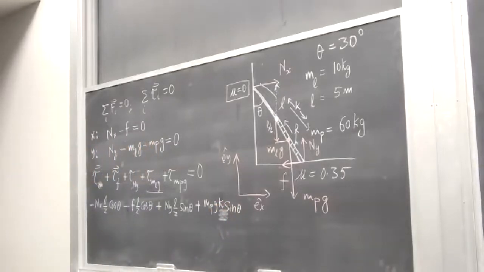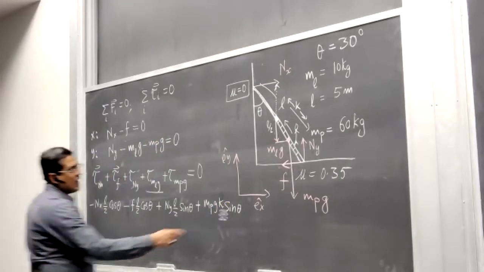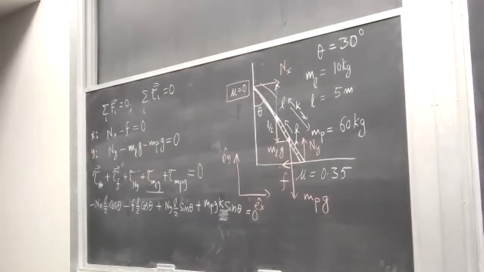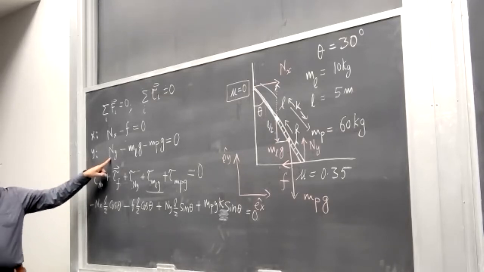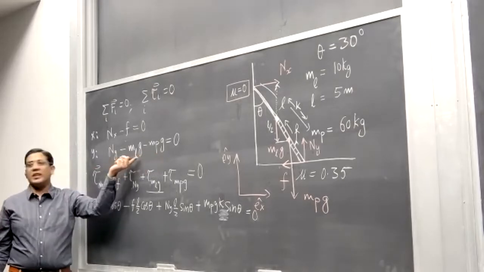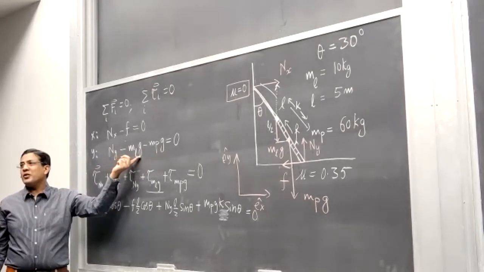All right. So these are all the torques and they have to sum to 0. Okay, so now let's see if we can solve these equations. What do we know here? We know Ny, because we know both the weight of the painter and the weight of the ladder. So from here you can calculate Ny.